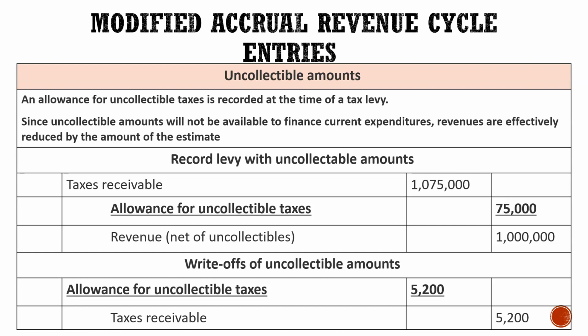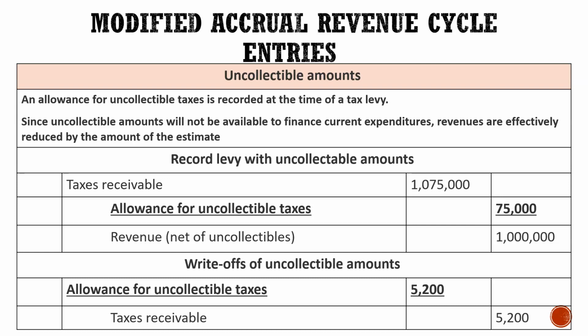It says, well, we've got $1,075,000 in taxes receivable, but here we don't think we're going to collect $75,000 of that. So we're going to debit the receivable for $1,075,000. That's the amount of taxes that we've levied. That's the amount of taxes that we hopefully are going to receive in. But we're also going to credit that allowance for uncollectible taxes account, and that's going to increase that account.